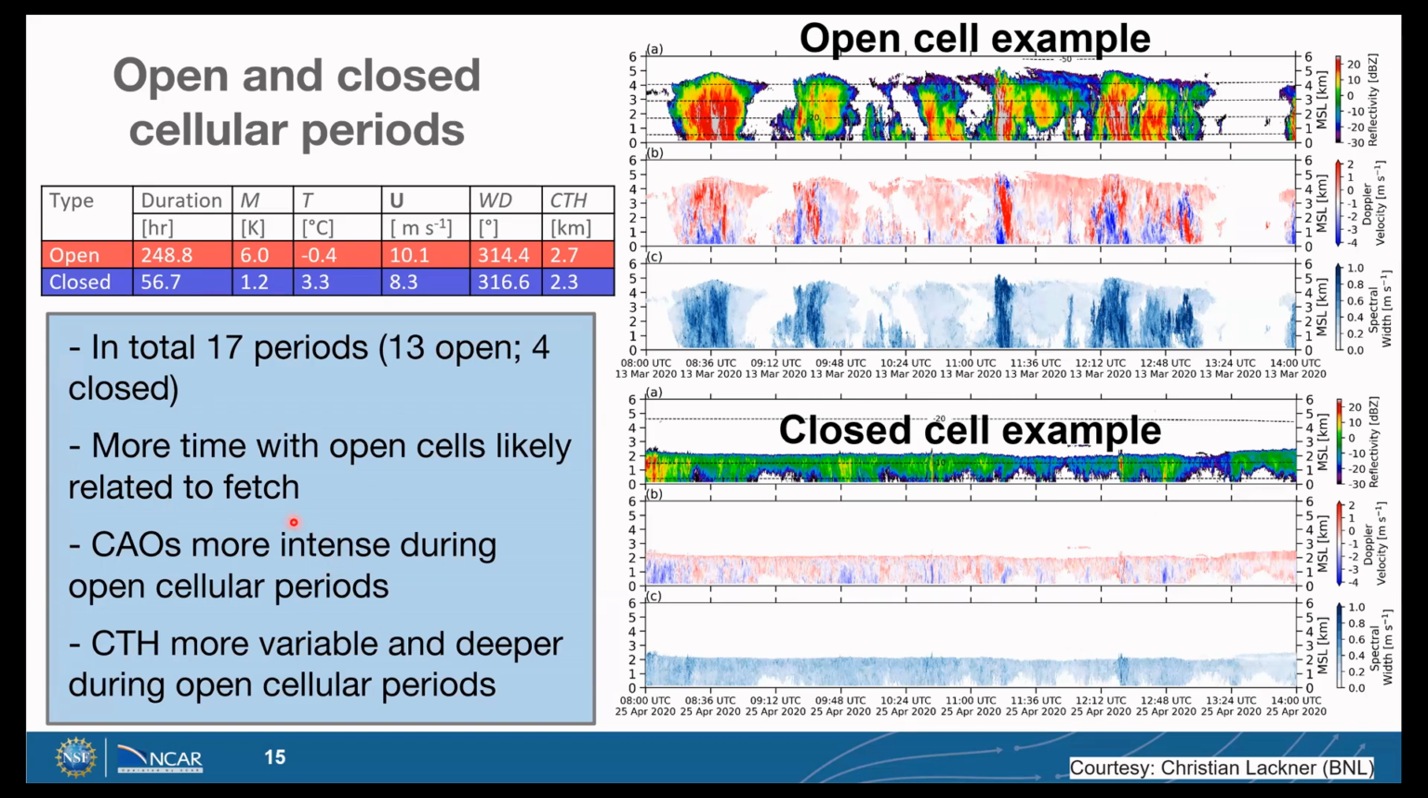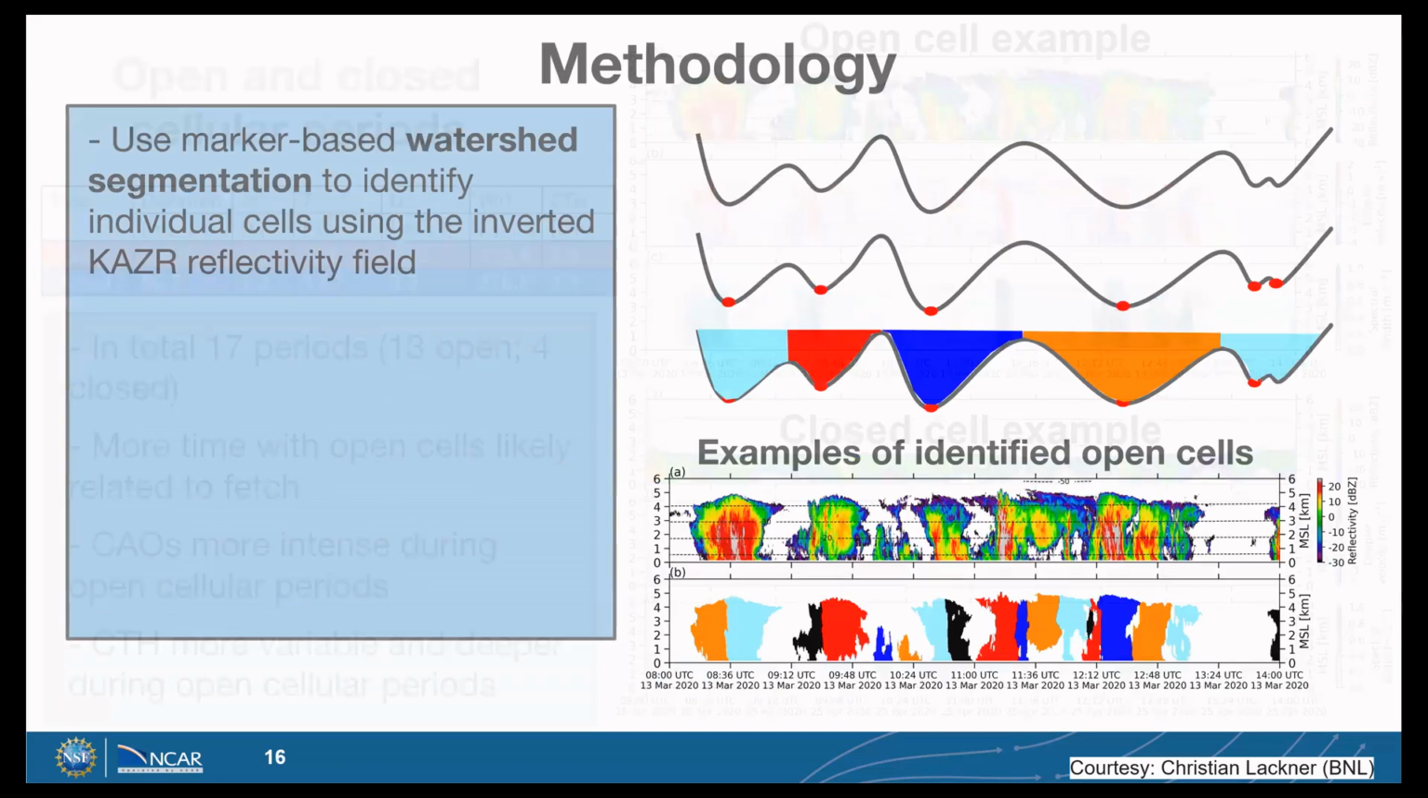So CAOs are more intense during the open cellular periods, and in general, during open cellular periods, the cloud top heights are more variable and deeper. This is an expected result, but it's something to keep in mind that our data are skewed toward open cells.